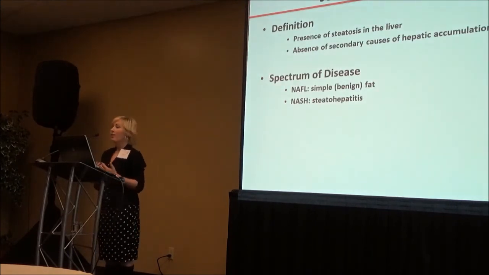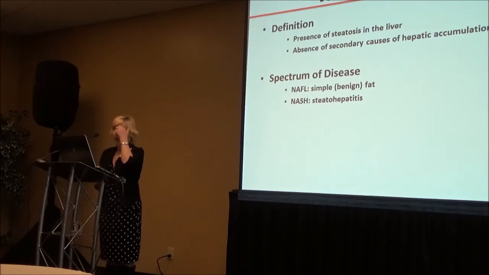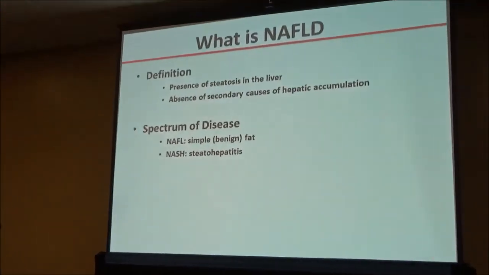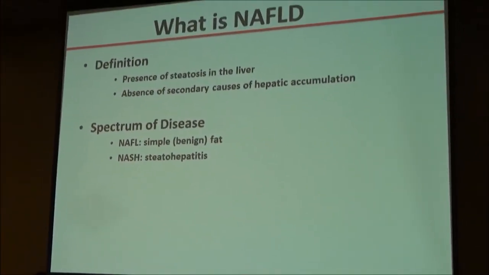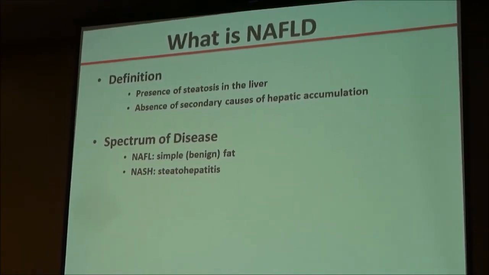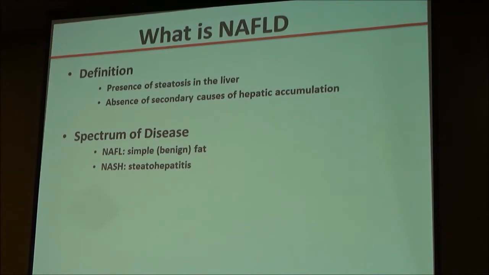So what is non-alcoholic fatty liver disease? That is the presence of steatosis, which is fat, in the liver. But it can only be diagnosed after ruling out other causes of fatty liver, specifically viral hepatitis, Wilson's disease, hemochromatosis. You also have to make sure that certain medications are not inducing hepatic steatosis, and that would be methotrexate, corticosteroids, patients that were treated for breast cancer that were on tamoxifen. Most importantly, though, you have to rule out excessive alcohol use as a cause of steatosis in the liver. And excessive alcohol use has been defined as greater than 21 drinks for men per week and greater than 14 drinks per week for women.